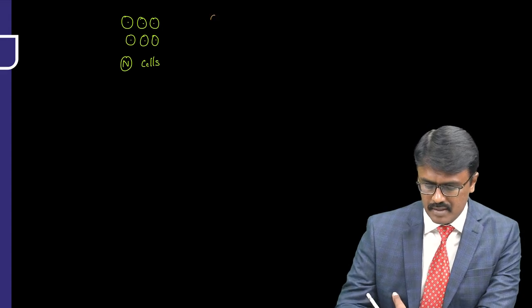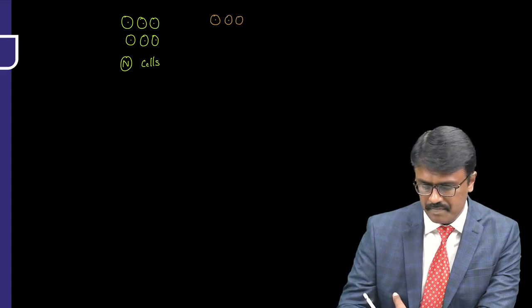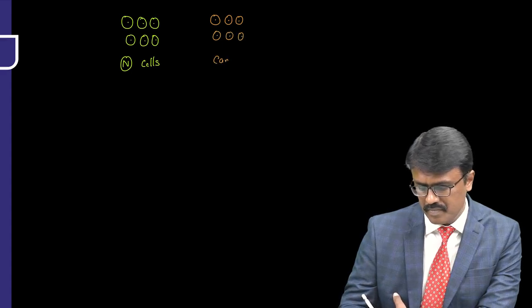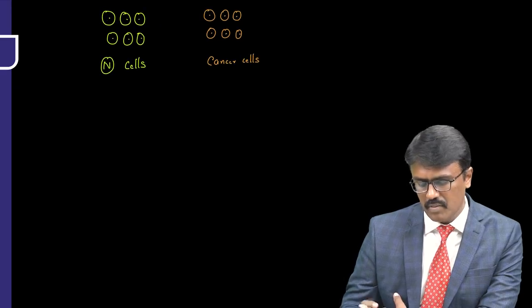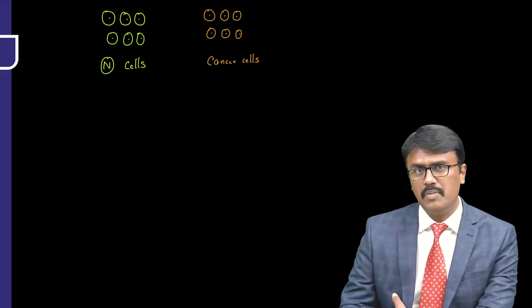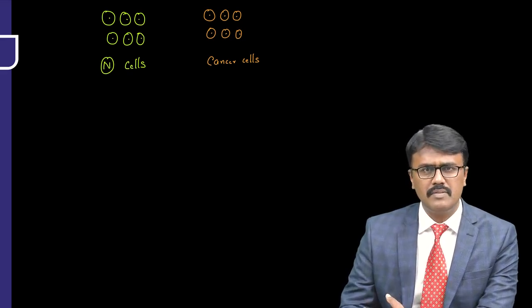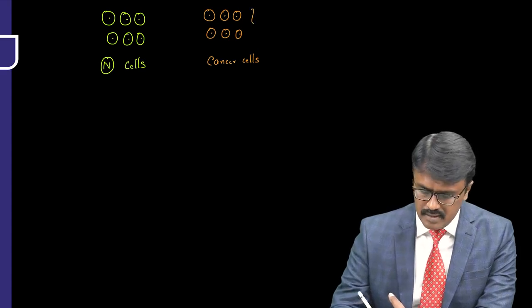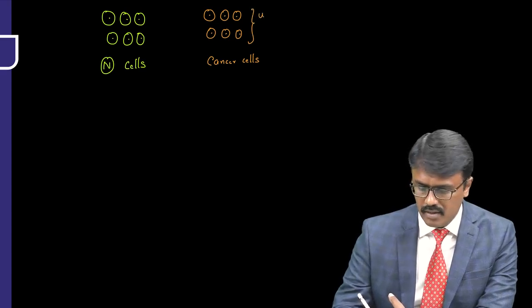So the normal cells also multiply. These are the normal cells. And we have the cancer cells. They also multiply. Now, what is the basic difference between the two? If normal cells multiply and cancer cells also multiply, what is the difference? The cancer cells have uncontrolled division.